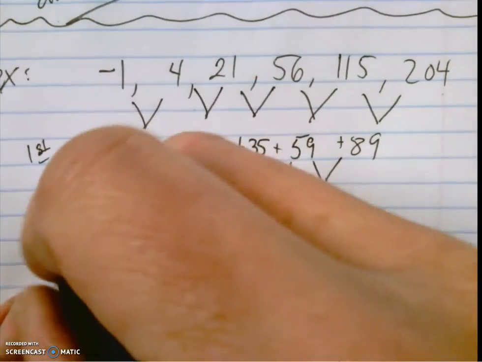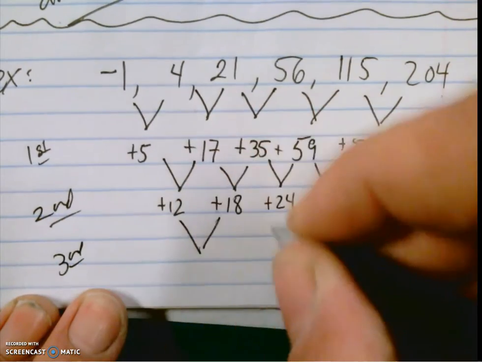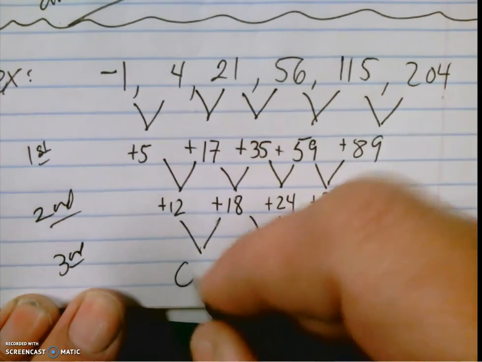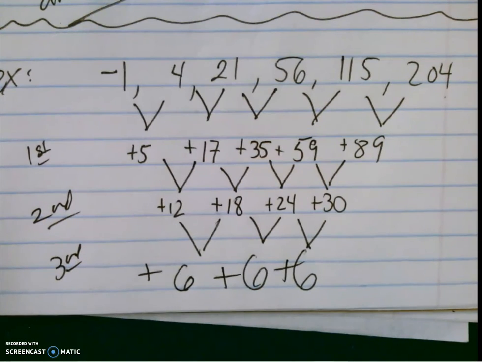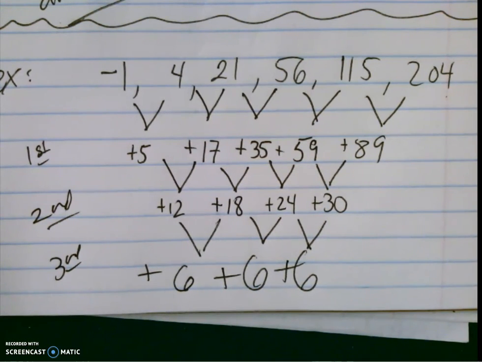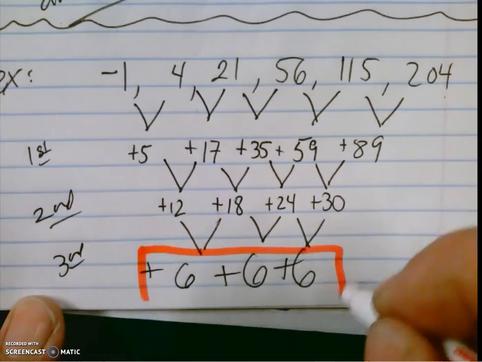And at the third level, you should now notice there's a pattern. It's 6, 6, 6. Plus 6, plus 6, plus 6. The change is constant. That's what we need.